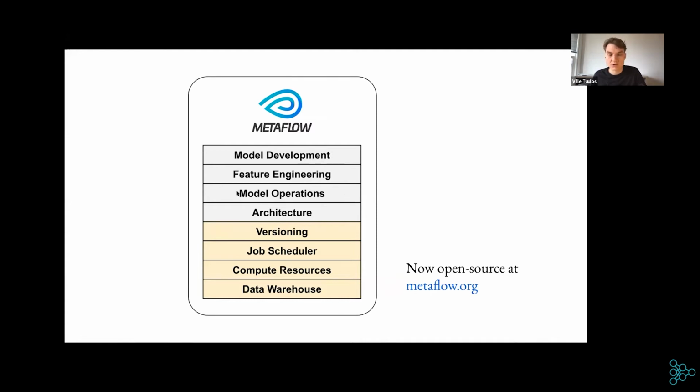How do I know that my model is actually working? That goes into the explainability topic. Or how do I engineer features for my models? And then finally, what is the model architecture?